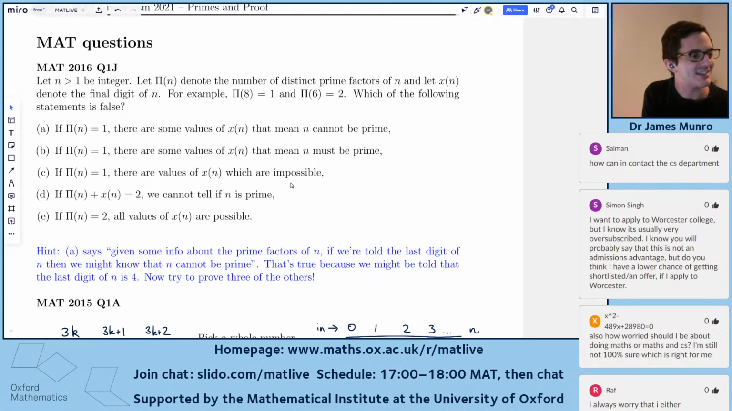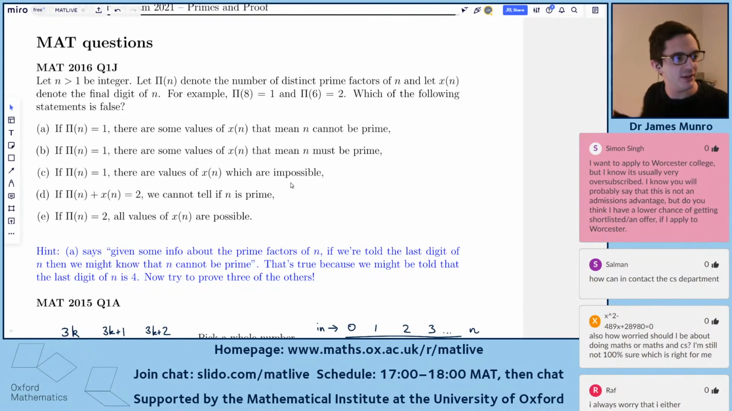Cool. Worcester College, right, okay. Saw this question twice, sorry. Usually very oversubscribed, I think that's true. Worcester College is quite a nice looking college. Probably say it's not an admissions advantage. Do you think I have a lower chance of getting shortlisted or an offer if I apply to Worcester? You've guessed what I'm going to say.